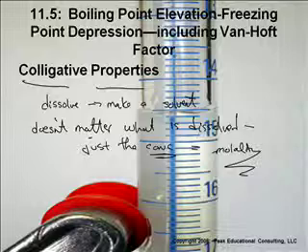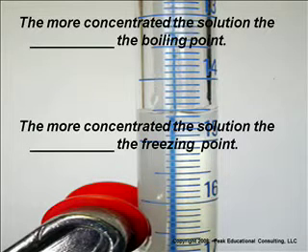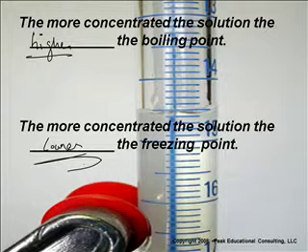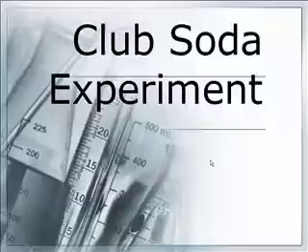So now let's fill our paper in. The more concentrated a solution, the higher the boiling point. Higher the boiling point. We just saw that illustrated on the video. And the more concentrated the solution, the lower the freezing point.